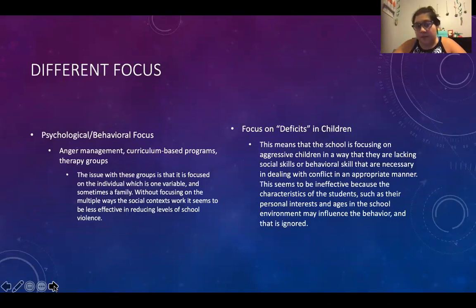The issue with these groups is that they're focused on the individual or one variable, or two, maybe the family. But without focusing on multiple ways the social context works, it seems to be less effective in reducing school level violence. The other focus is on deficits in children. This means that the school is focusing on aggressive children as lacking social skills or behavioral skills that are necessary in dealing with conflict in an appropriate manner. This seems to be ineffective because the characteristics of the students, such as personal interests and ages in the school environment that may influence that behavior, are ignored.